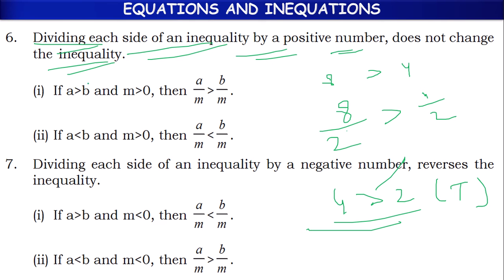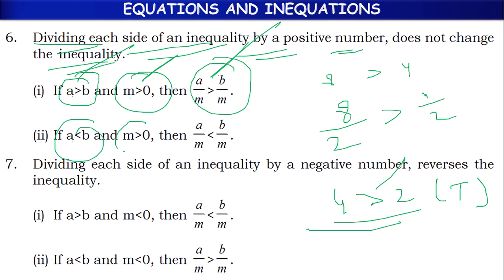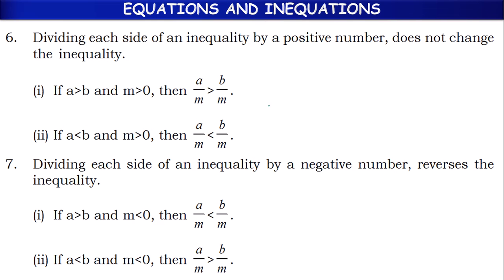If A is greater than B and M is greater than 0, which means M is positive, then with the same number we can divide on both sides. The inequality does not change. Greater than will be the same, greater than. If it is less than, and M is greater than 0, which means M is positive, then the inequality remains the same.